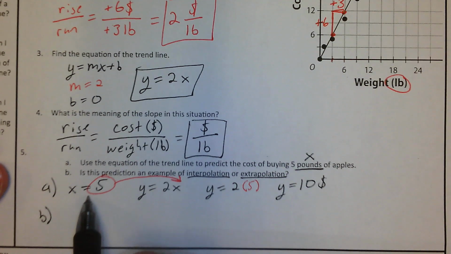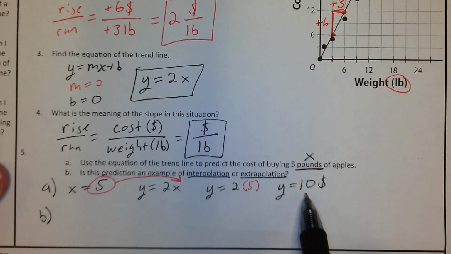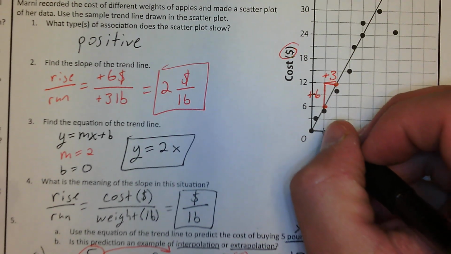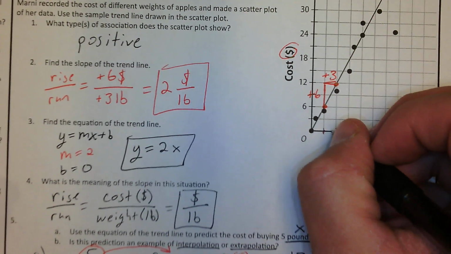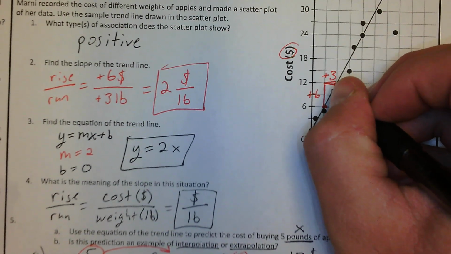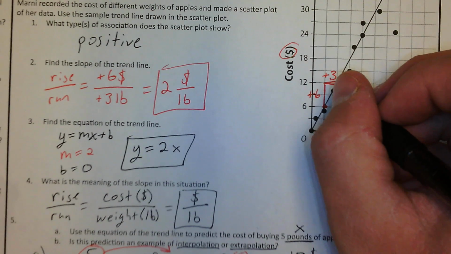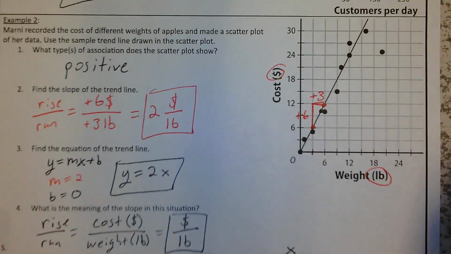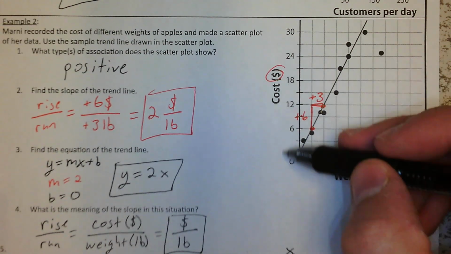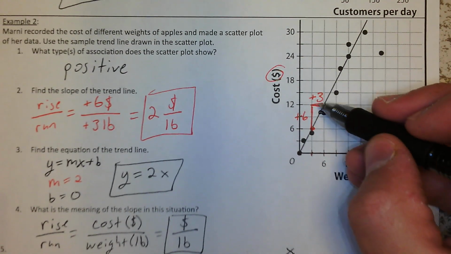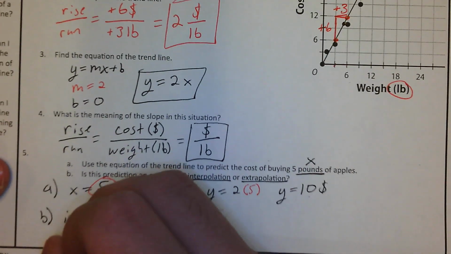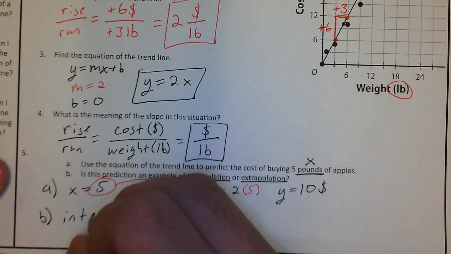So when we look at this, we know that 5 pounds of apples is going to be $10. So if we go to our graph, we go to where 5 is, so this is 3, 4, 5 would be about right here, and then we would go to where 10 is, and that would be about right here. So again, that's going to fall on our graph, and if we look, that data point is inside of our data, because all of our data is right here. So that data point falls inside the data, meaning that that would be interpolation.